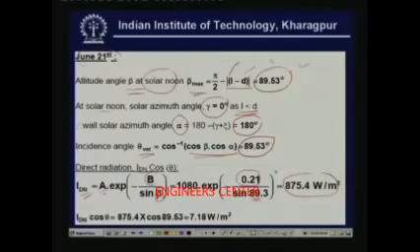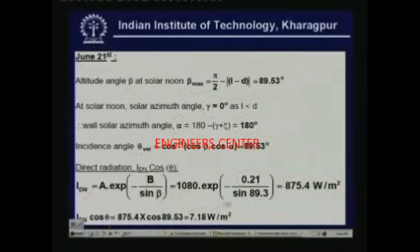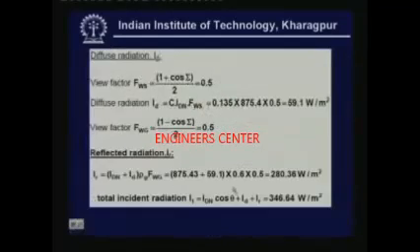So, we have to find out what is the direct radiation on the vertical surface. So, that you have to find out by multiplying this with cos theta, where theta is the angle of incidence. Okay, that is the 89.53 degrees. So, if you find that, you will find that IDN cos theta works out to be 7.18 watt per meter square. Okay. Next, we have to find out the diffuse radiation.